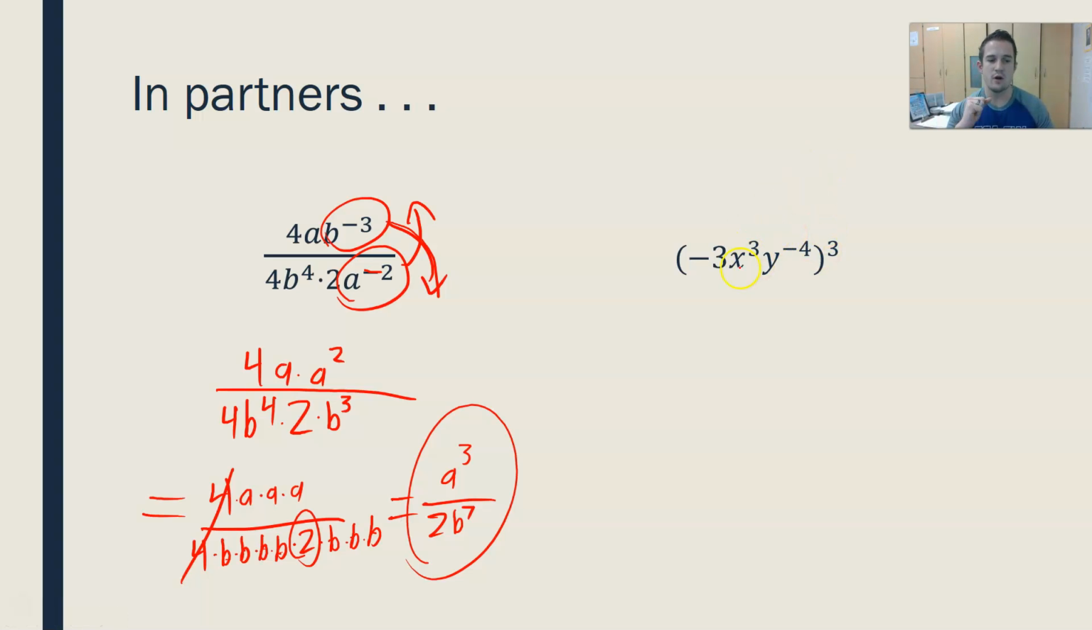Okay, let's do one more. Negative 3x to the 3rd, y to the negative 4th, to the 3rd power. This is all in parentheses to the 3rd power. So first and foremost, to the 3rd power means I'm multiplying it by itself 3 times. So negative 3x to the 3rd, y to the negative 4th, times negative 3x to the 3rd, y to the negative 4th, times negative 3x to the 3rd, y to the negative 4th.